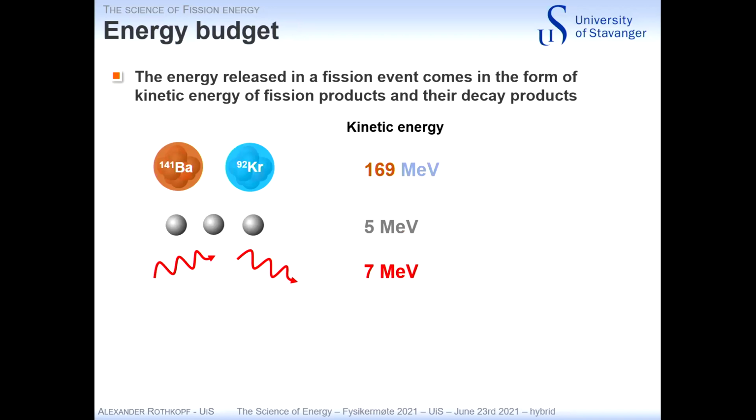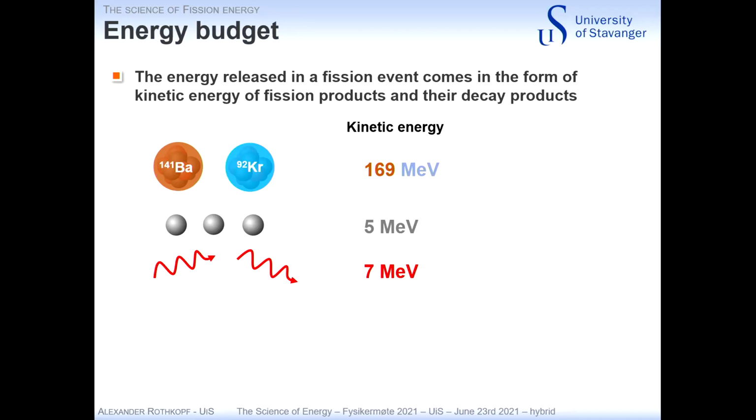Okay, this is fission, but we want to use it as a source of energy. So I should tell you about the energy budget. And the energy that is released from a fission event comes in the form essentially of kinetic energy of the fission products and what is called the decay products. And so to make a list here, I will use the unit of energy that is used in nuclear physics, and that's the mega electron volt. And I'll be coming right back to that one in a bit.